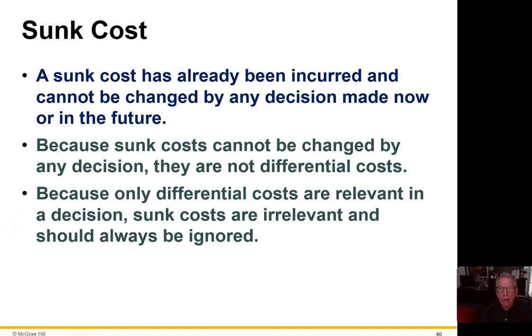A sunk cost is a cost that's already been incurred and cannot be changed by any decision made now or in the future. If you've invested in a piece of equipment, for example, you're not going to be able to change that because you already purchased that piece of equipment. It cannot be changed by any decision, and they're not differential costs. So because only differential costs are relevant in a decision, sunk costs are irrelevant and should always be ignored.